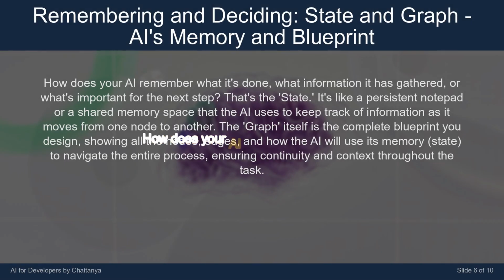How does your AI remember what it's done? What information it has gathered? Or what's important for the next step? That's the state. It's like a persistent notepad or a shared memory space that the AI uses to keep track of information as it moves from one node to another. The graph itself is the complete blueprint you design, showing all the nodes, edges, and how the AI will use its memory, state, to navigate the entire process, ensuring continuity and context throughout the task.